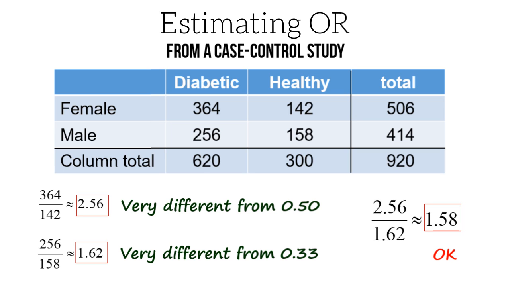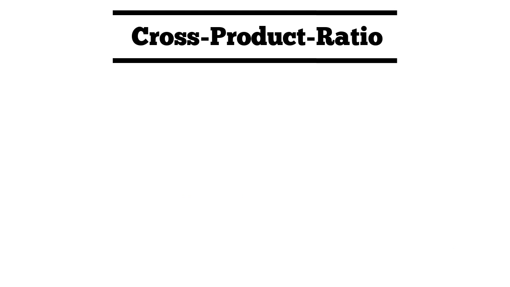However, if we continue on the seemingly hopeless path, we get 2.56 divided by 1.62, and that's approximately 1.58. This is remarkably close to the population OR 1.50. So unlike the population RR, the population OR can be estimated accurately from a case control study, provided enough subjects were chosen. The detailed reason is once again beyond the scope here. Very briefly, the errors in the two numbers 2.56 and 1.62 cancel each other out when taking ratio. There is a simple way to calculate the estimated OR, and this is called the cross-product ratio.